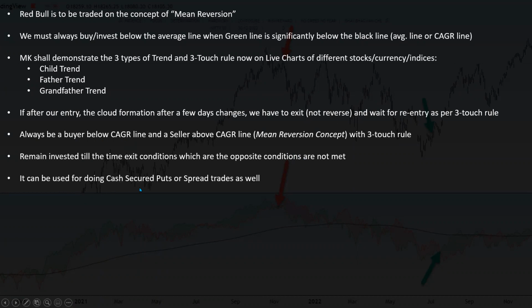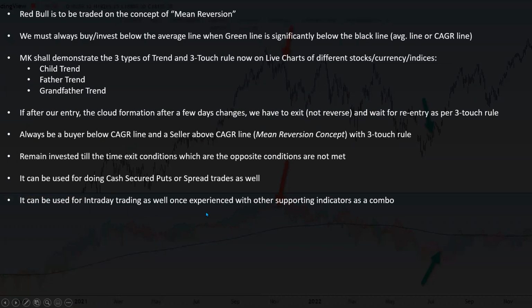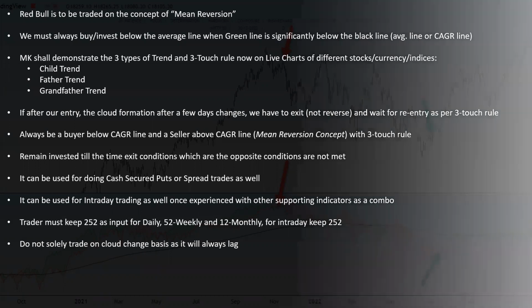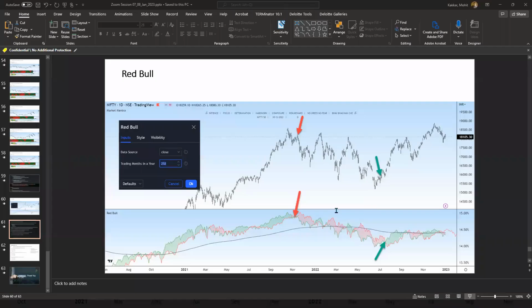It can be used for doing CSP, spreads, etc. It can be used for intraday trading as well, if one is experienced enough, and it can be used as a combo indicator with other indicators as a confirmation parameter. Trader must keep 252 days as the input for daily, 52 for weekly, 12 for monthly. For intraday, keep it as 250 only for lower time frames. Do not solely trade on cloud change basis as it will always lag. रुको, अभी इसको मैं सिस्टम में I'll show.